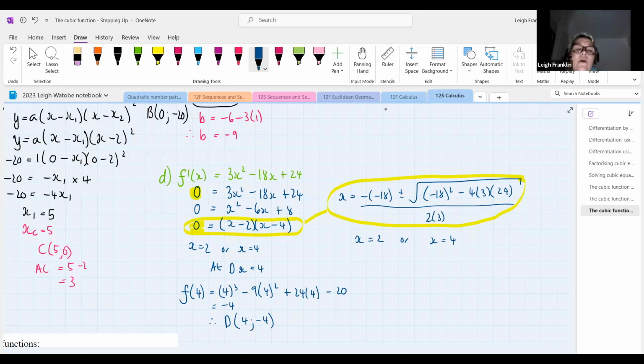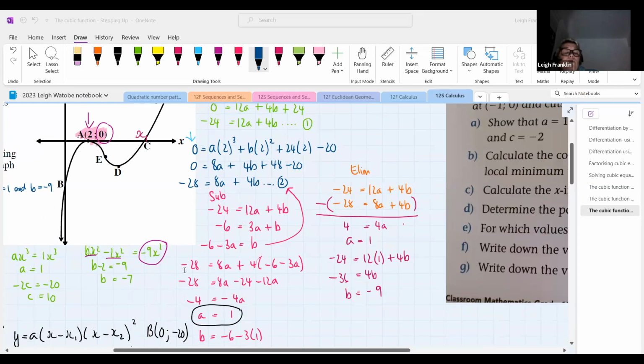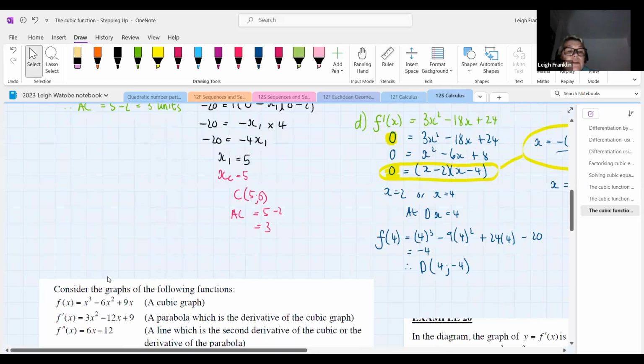Right, and again, our answers make sense with what it is that we see. We see that D is a point in the fourth quadrant, and we get a positive X and a negative Y, so we're feeling confident that we've got the right answers. Okay, all right, so that was question D.